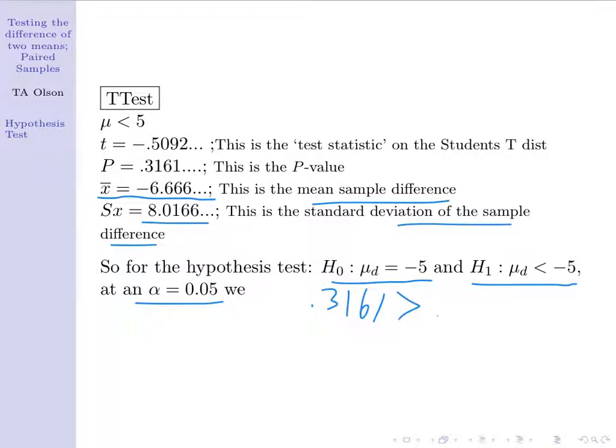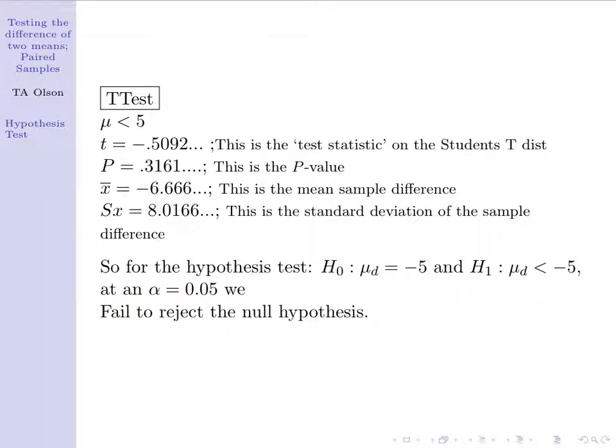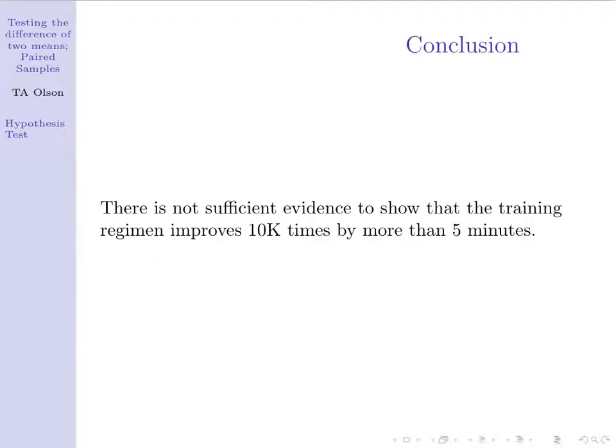0.3161 is greater than 0.05. So that means we will fail to reject the null hypothesis. The null hypothesis is on the reasonable side, and so we can't claim the alternative hypothesis is absolutely correct. So our conclusion is going to be there is not sufficient evidence to show that the training regimen improves 10K times by more than 5 minutes.